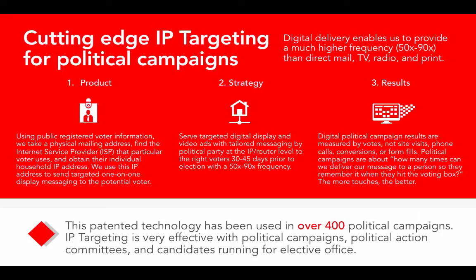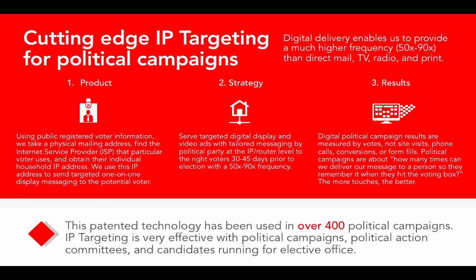Now, in terms of the strategy, as I mentioned at the very beginning, we're talking about serving these ads at the IP router level 30 to 45 days before the election, depending on what their budget is, and at a 50 to 90x frequency, again, depending on what their budget is. We want to have the maximum reach and the maximum impact, because the way that results are measured is a little bit different. It's really about touches. So as you see here, the third bullet is results.